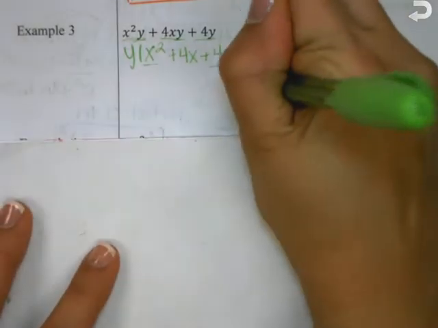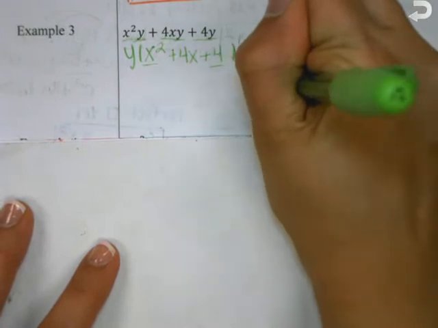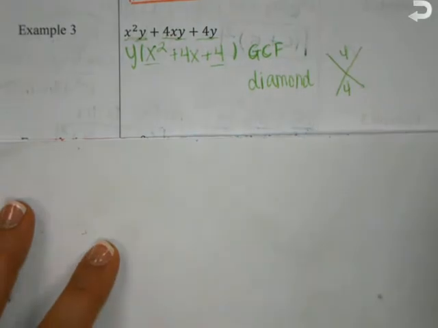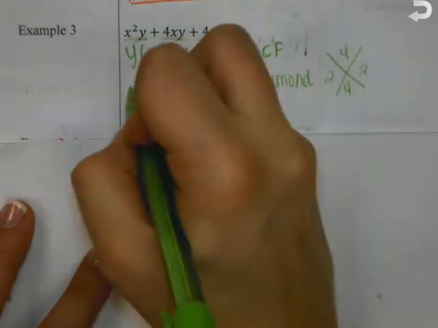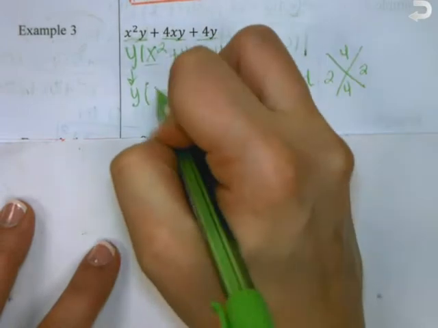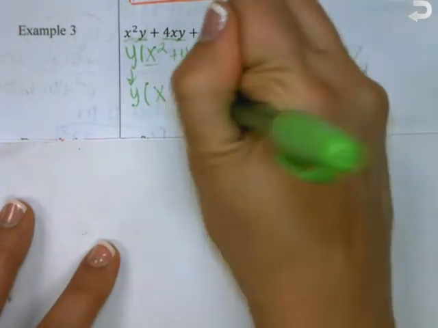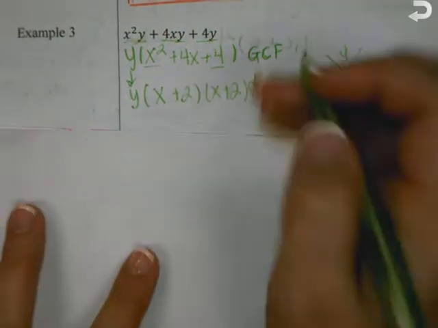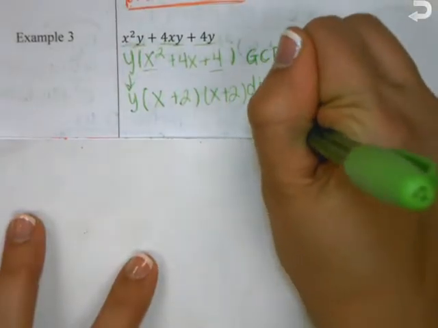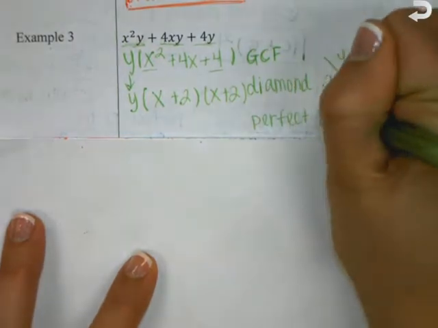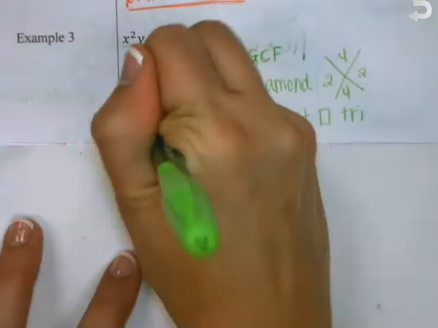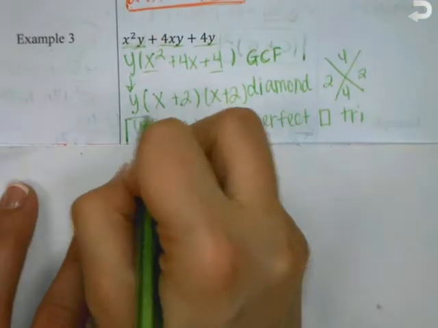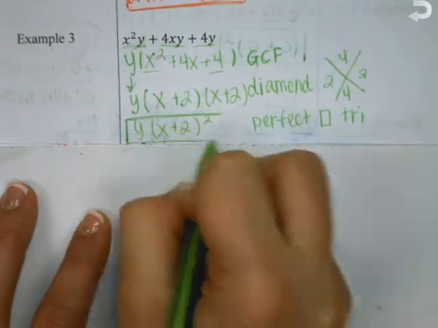And what are the 2 numbers that multiply to 4 and add up to 4? 2 and 2. So the y comes down, and we get x plus 2 times x plus 2. You could have stopped there, or some of you recognized that this was a perfect square trinomial, and you got y times x plus 2 squared. You could have gone straight from here to here.